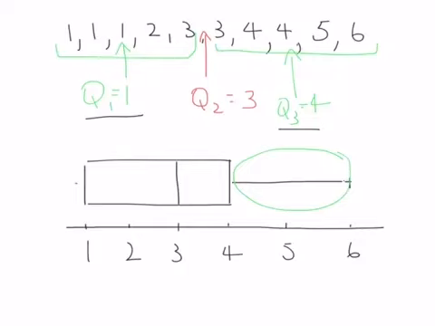Now, what this means is 25% of the scores are in there, 25% of the scores are there, and 25% of the scores are there. So a box and whisker plot can help you find the percentage of scores and where they lie.